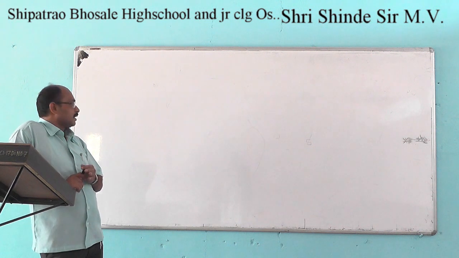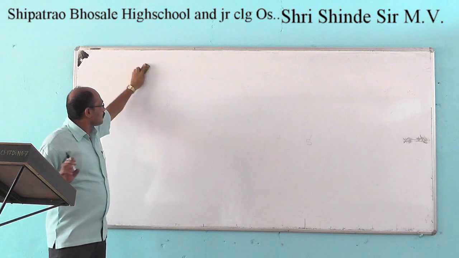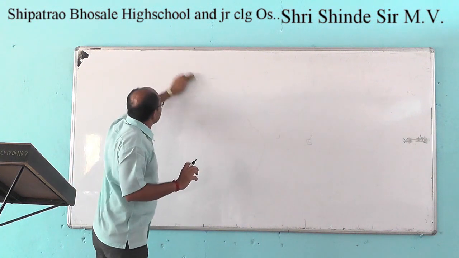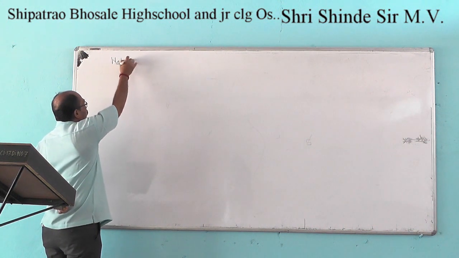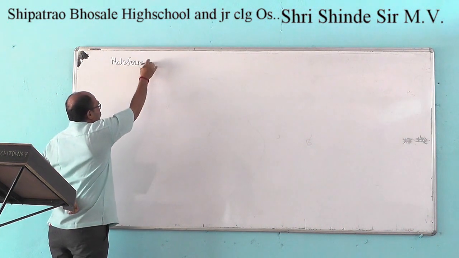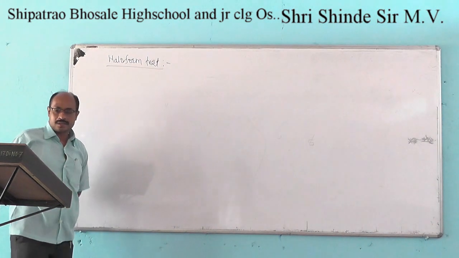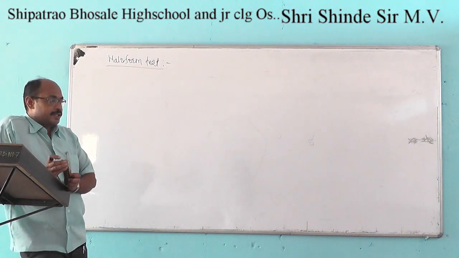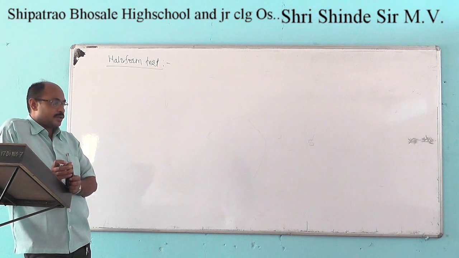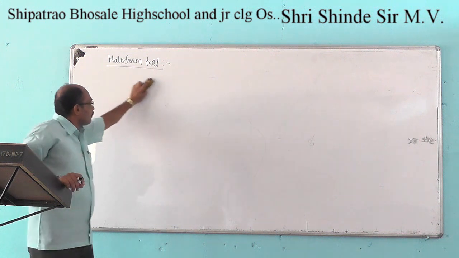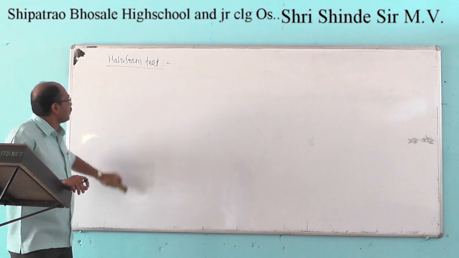Today we are going to study the next chemical property of aldehydes and ketones. Which one is the haloform test? The haloform test is useful for the identification of aldehydes and ketones from other compounds. Before studying this haloform test, we have to know about the haloform test.